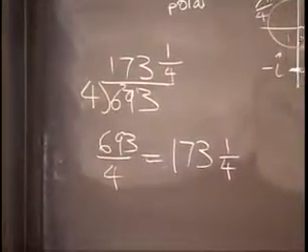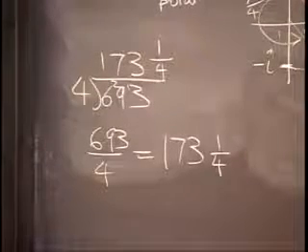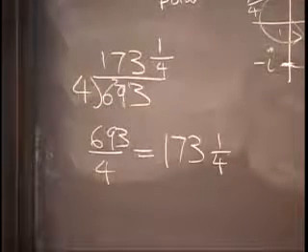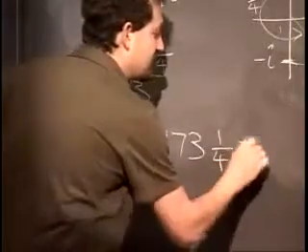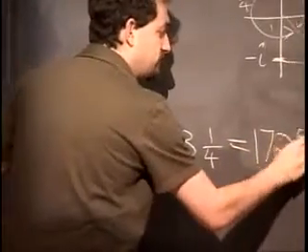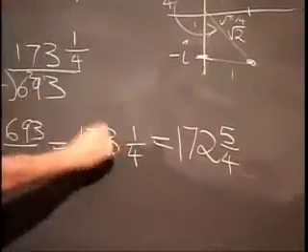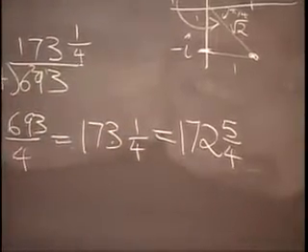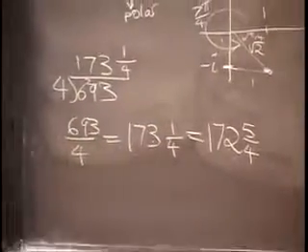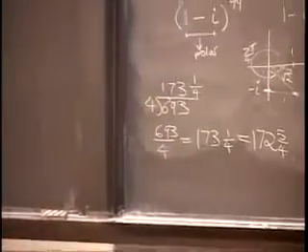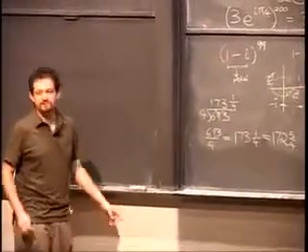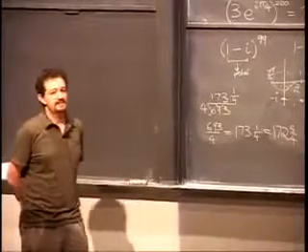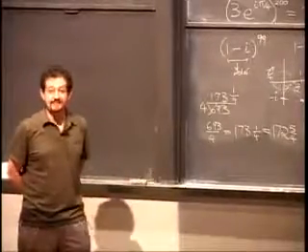Now I'm going to do something that you never really would have done in elementary school, which is to say that I'd rather write this as 172 and 5 quarters. I'm going to borrow 1 away from the 173 and stick it on the 1 quarter. That's a little bit unorthodox. Why am I doing that? What's good about 172 that was not good about 173? Anyone tell me? It's even, yes.